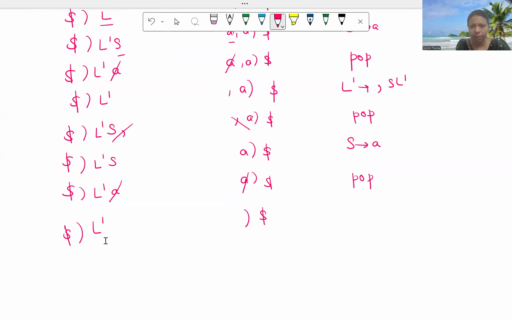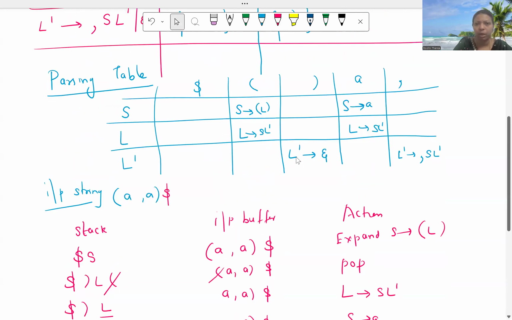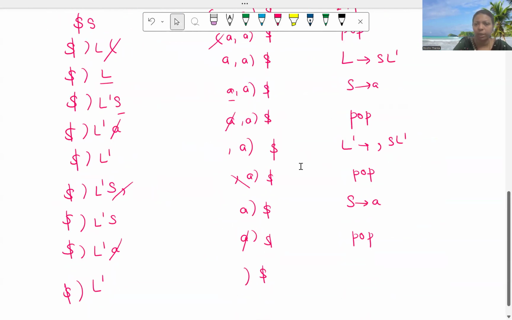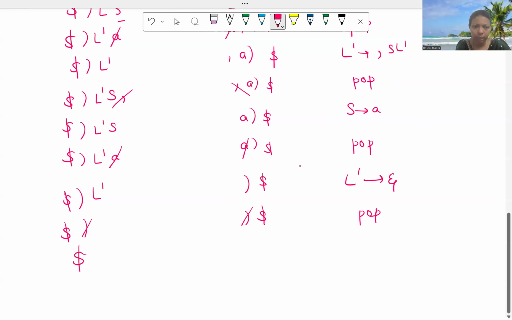Now you see what is L dash on close parenthesis. What is L dash on close parenthesis? L dash derives epsilon. So now we have to expand L dash with epsilon. So epsilon means empty. So when I put it, nothing will be there. And here we have close parenthesis dollar. So now if you see both are matching. So you have to pop it. So what is there in the rest of the stack? Here it is dollar, here it is dollar.